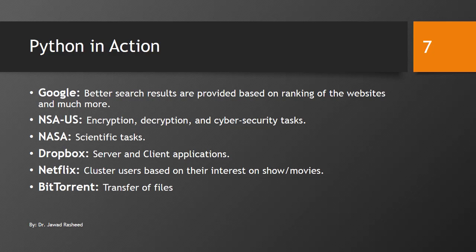Let's look at where Python is actually implemented in industry. Which industries are using Python? Google is one of the biggest tech giants in the industry, and they are using Python for the search features. Dropbox is a cloud platform, and its client and server applications are also using Python. Next, there is also Netflix.